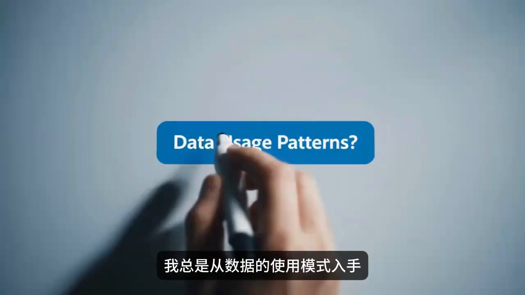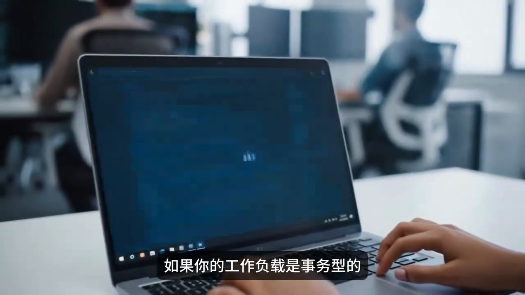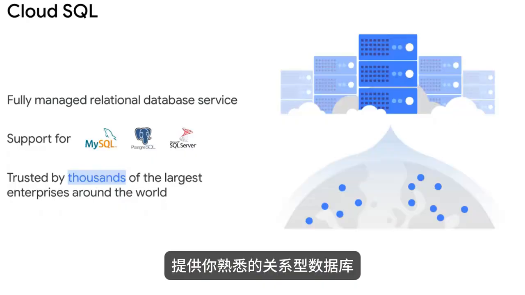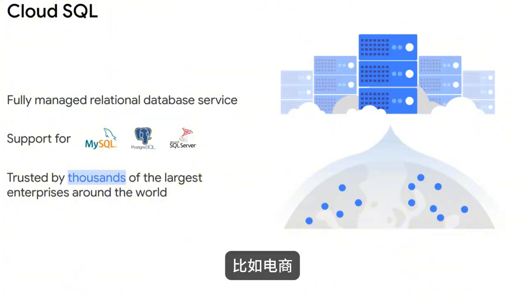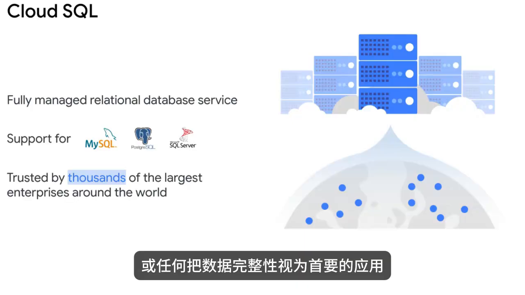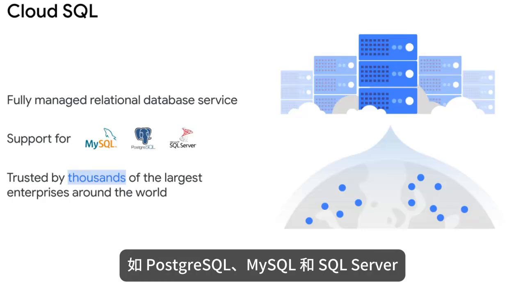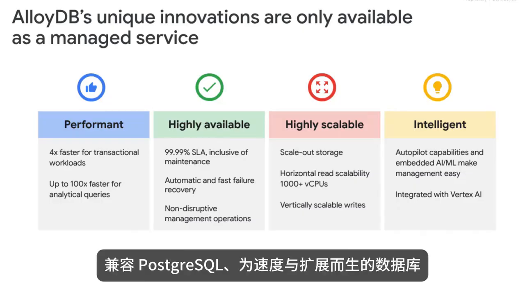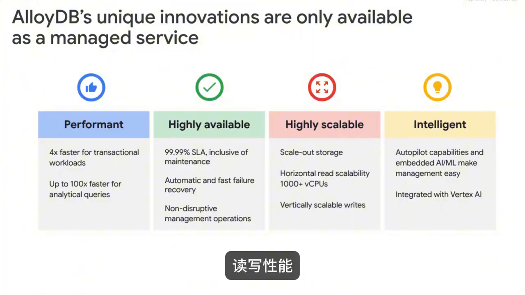To answer this, I always start with the data usage patterns. If you're talking about transactional workloads and relational data, Cloud SQL and AlloyDB offer familiar relational databases in a fully managed and scalable service. Think e-commerce, banking, or any application where data integrity is paramount. Cloud SQL supports common engines like Postgres, MySQL, and SQL Server, while AlloyDB is a fully managed Postgres-compatible database built for speed and scale. The key decision is how fast you need the reads and writes, and if it is a fit for AlloyDB.